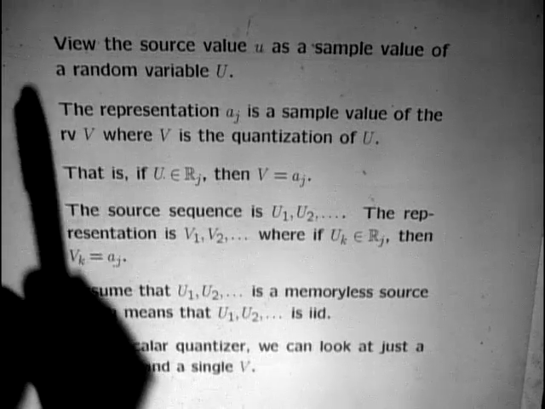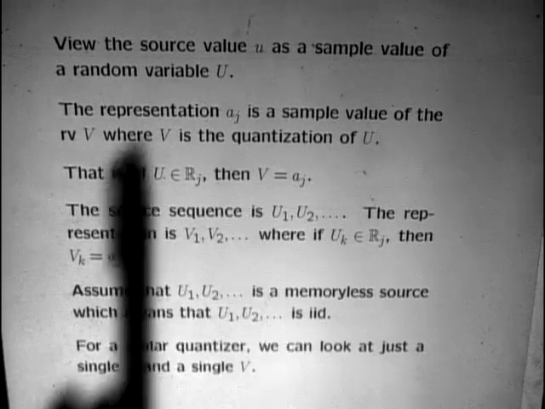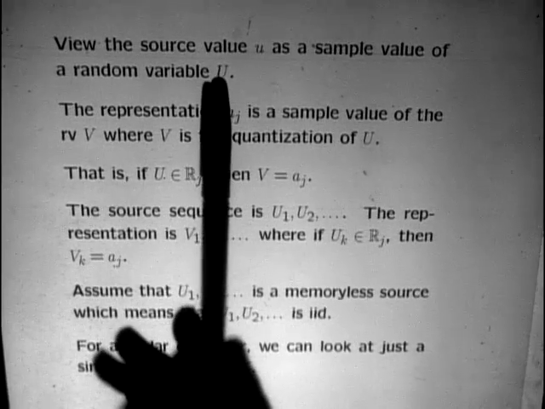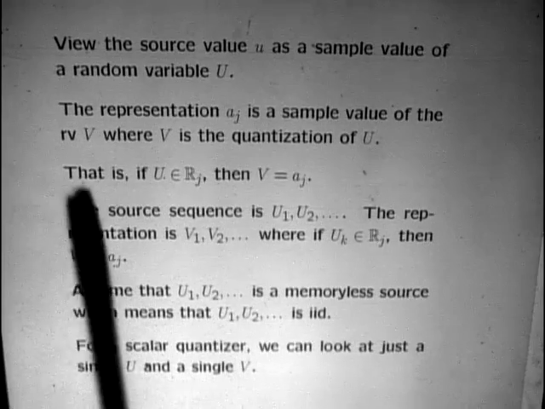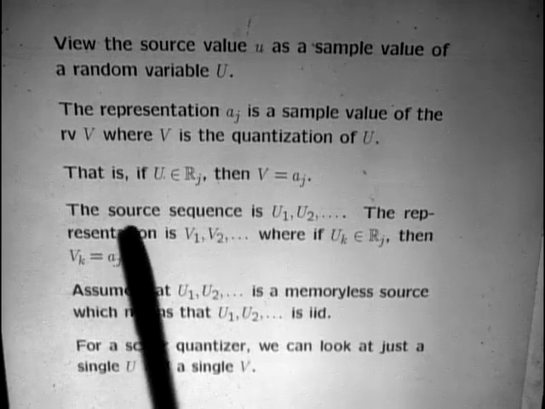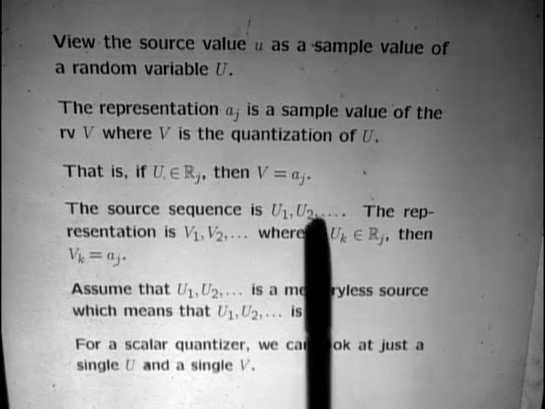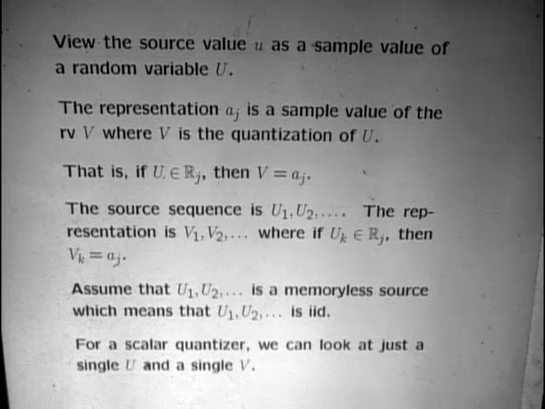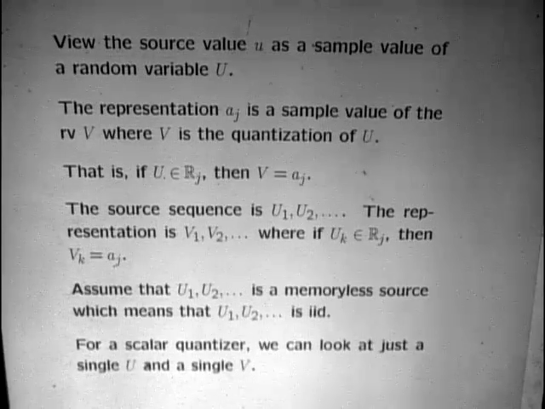Okay, so we're going to view the source value u as a sample value of some random variable capital U. And more generally, since we have a sequence, we're going to consider a source sequence to be u1, u2, u3, and so forth, or you could consider it a bi-infinite sequence starting at u minus infinity and working its way up forever.